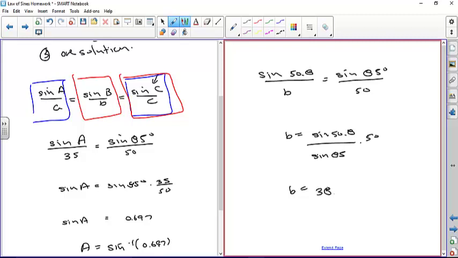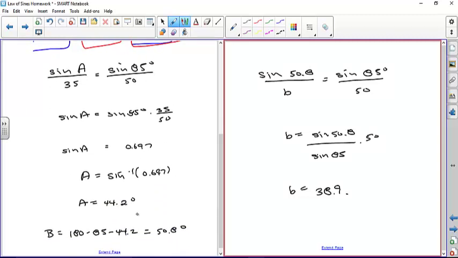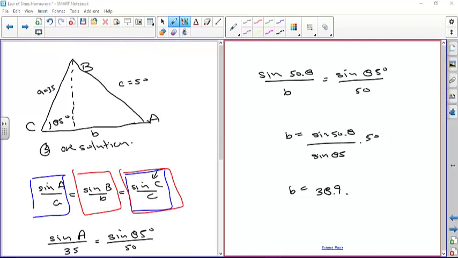So that matches up with what I said. I said these two lengths should be pretty close to the same thing. And because 50.8 is greater than the other angle, 44.2, B should be greater than A, which it is. Okay, so that's those problems.